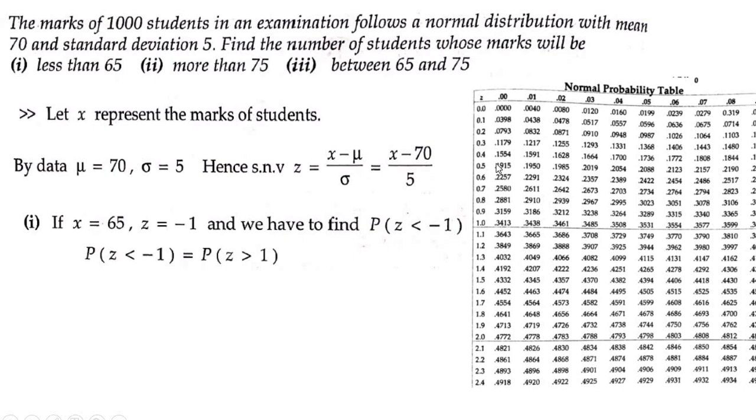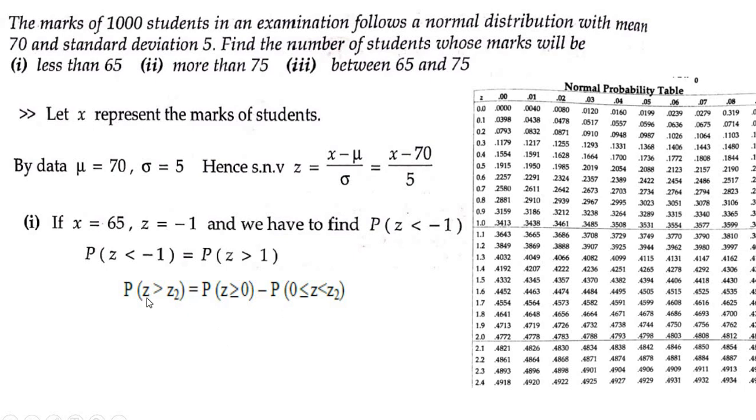So we need to find P of z less than minus 1. You don't have any negative values in a probability table, so we have to replace it with a positive value. P of z less than minus 1 is also equal to P of z greater than 1.